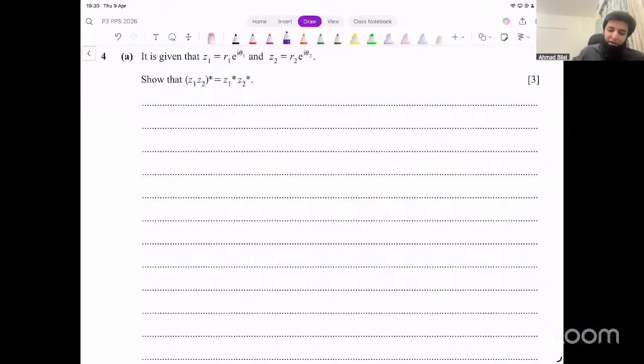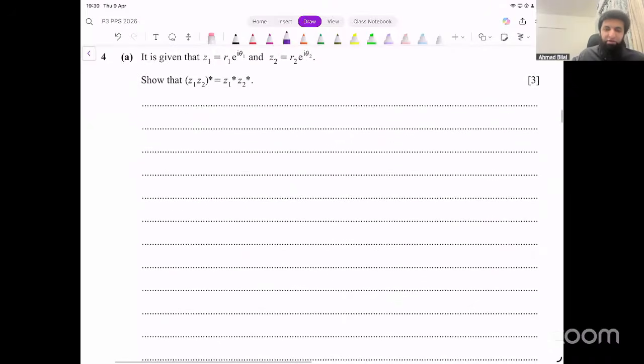Now, first of all, let's evaluate. They've not really told you what this stands for. In past papers, generally, if you look at the pattern, whenever they use this notation, they tell you that it means conjugate. But in this question, they have not really mentioned that. So you need to remember that this asterisk stands for conjugate, okay? Now, how do we show this?